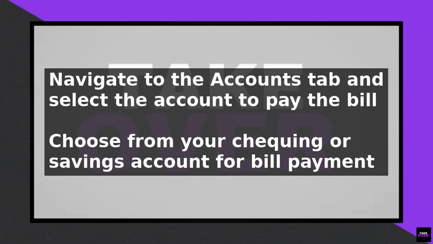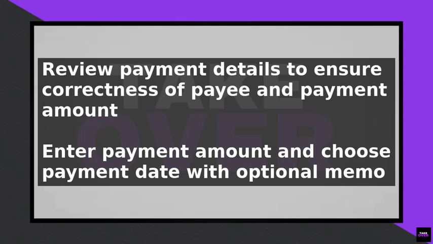Review your payment details to ensure everything is correct, including the payee, payment amount, and payment date. If all the information is correct, click on the Confirm button to complete the payment. You will receive a confirmation message once the payment has been processed. You can also view your payment history and upcoming payments in the app.